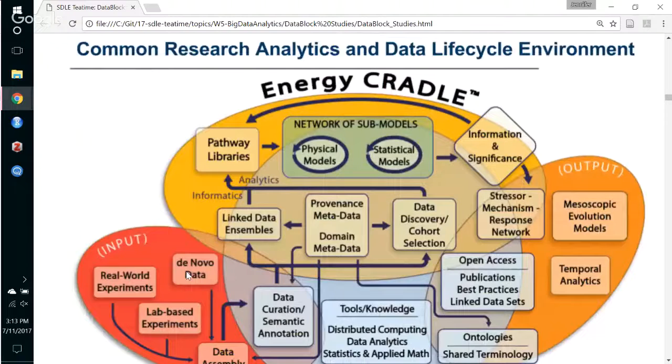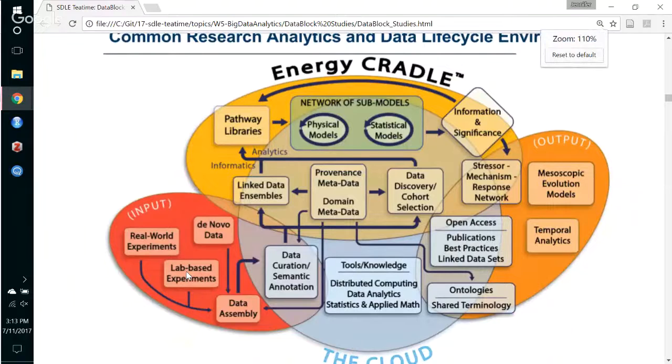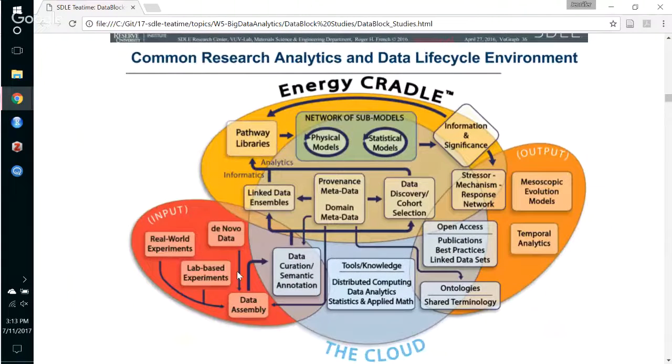And so all of this data is incorporated into what we call the energy cradle, which is Common Research Analytics and Data Lifecycle Environment. So here's a schematic of that. So you see here we have input from our real-world experiments, our lab-based experiments, and then from there we're able to store our data, use tools that are common to all of those data types, incorporate physical models and statistical models, and then make a stress mechanism response network to ultimately predict the lifetime of those materials and also make implications for what could be done to improve the lifetime of those materials.